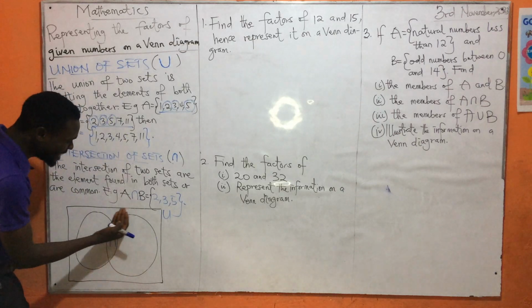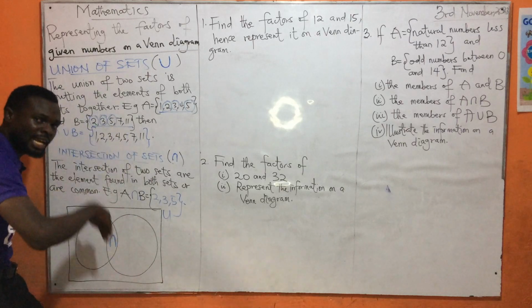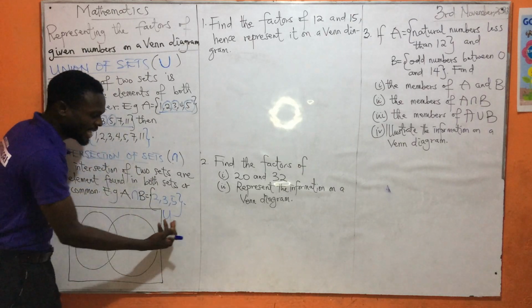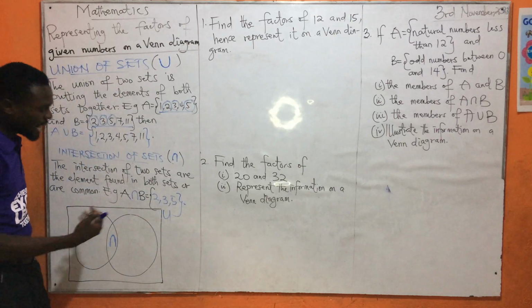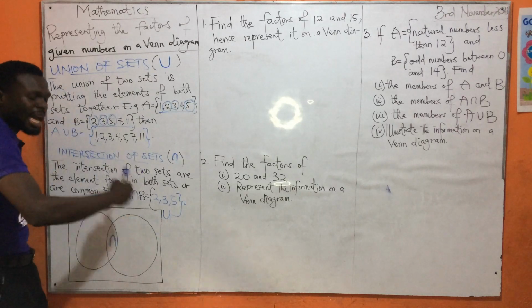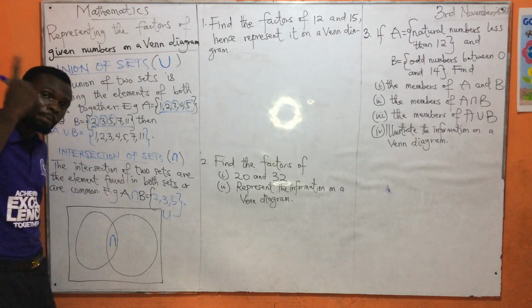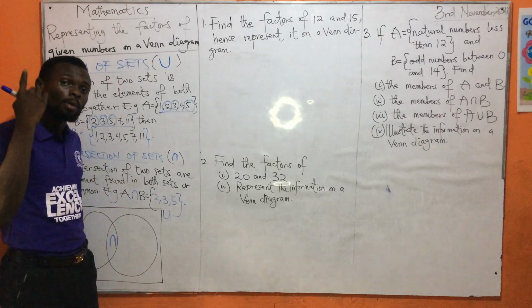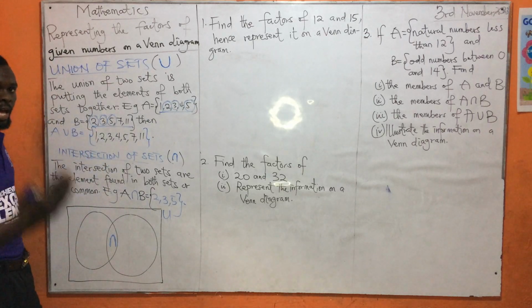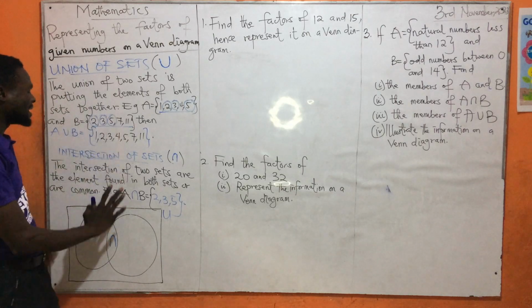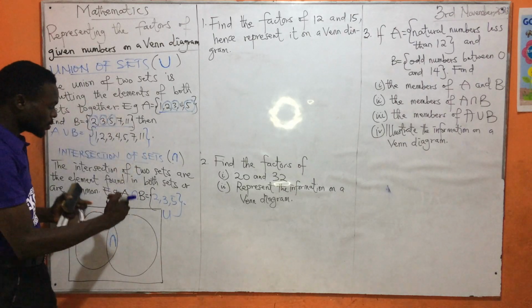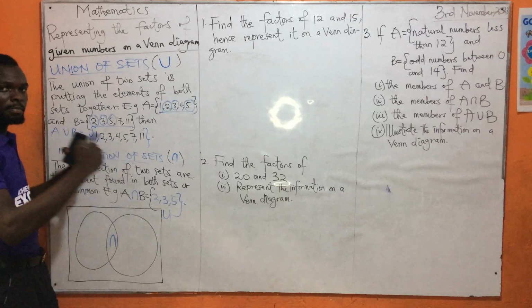Now everything in the rectangle, including that of the circles, gives you the union. Now what is outside the circle but in the rectangle is called the complement, which we'll explain more on in our next lesson. But we should know that the intersection is where the two sets meet.